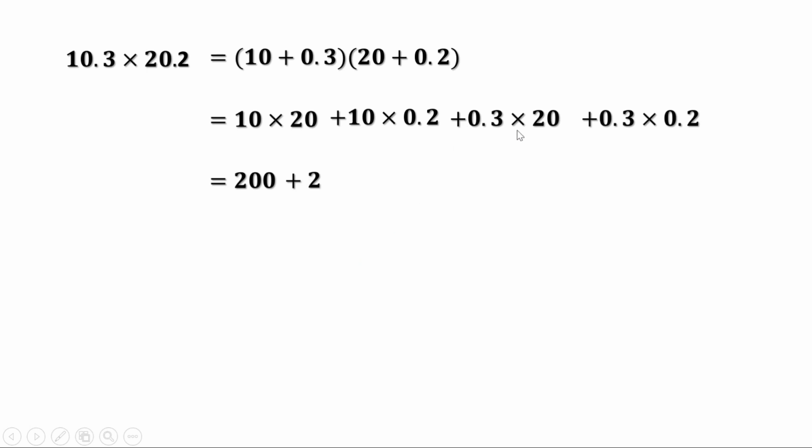In the same way, 3 into 20 is 60. And there should be one digit after the decimal point. So we can write it as 6.0 and that is equal to 6. Now 0.3 into 0.2. 3 into 2 is 6. There should be two digits after the decimal point. And 6 means there is only one digit. Therefore, put a 0 before 6 and we can make it as 0.06. 2 plus 6 is 8. 8 plus 200 is 208. Plus 0.06 is 208.06.